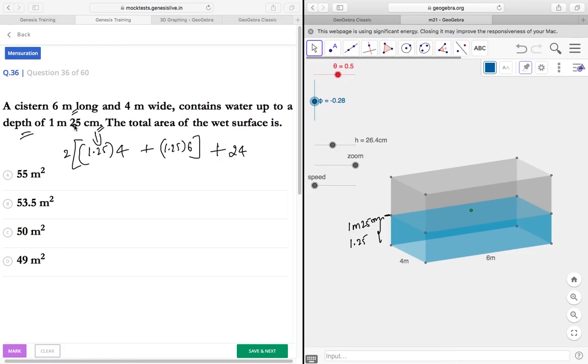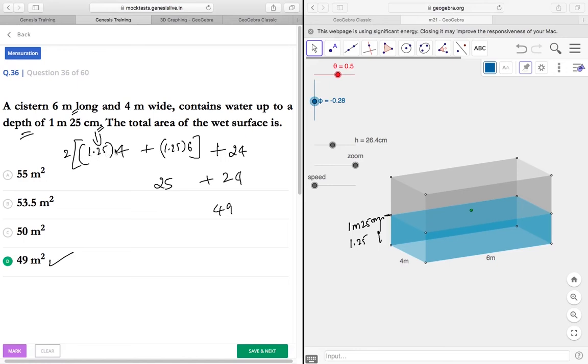So 1 meter and 25 centimeter is nothing but 1.25 meters. So everything is taken care of, nothing to worry about it. So this value must give us the overall total area of wet surface. So calculate 6 and 4, 10. 10 into 1.25 is 12.5. 12.5 into 2 is 25. 25 plus 24 is 49. Answer is option D.